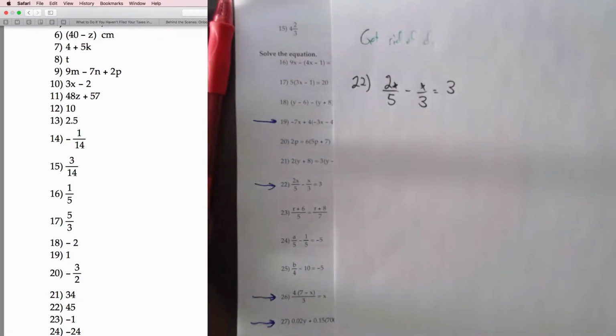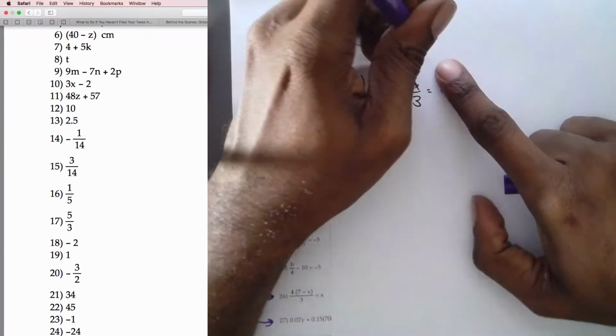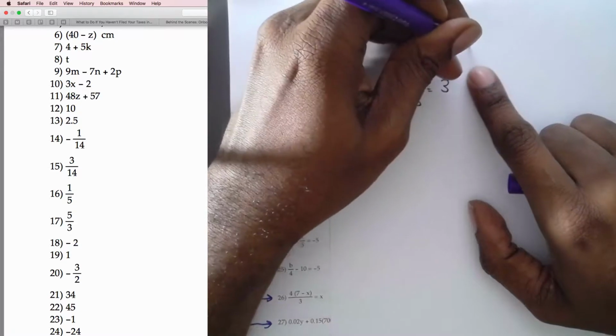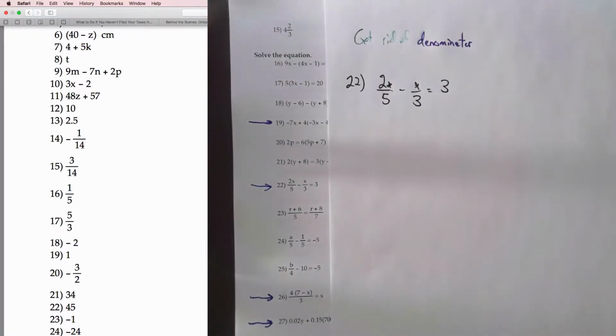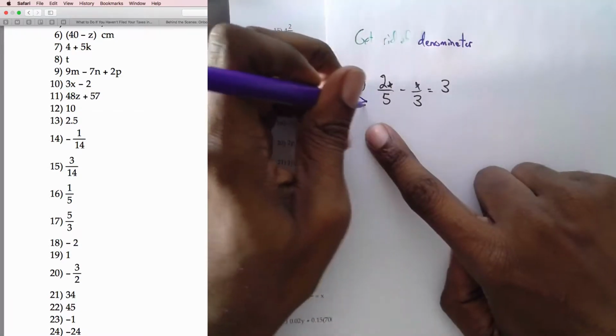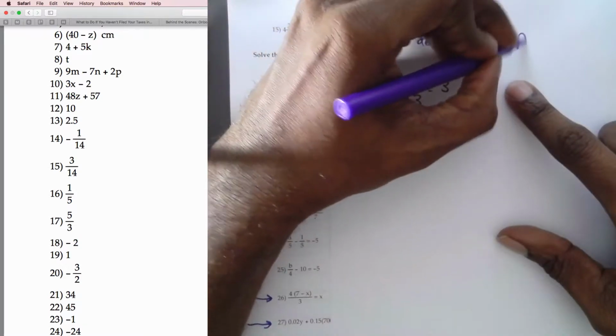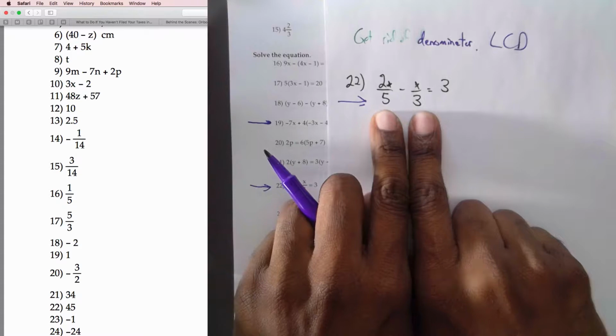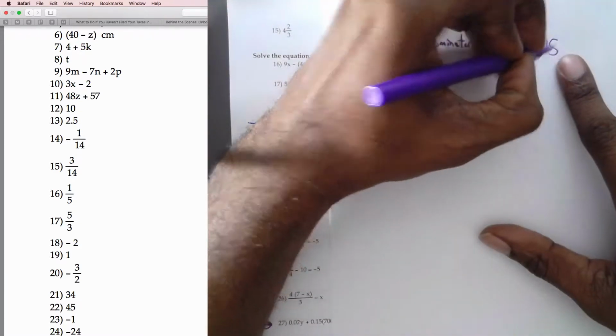Uh-oh. We have to get rid of our denominators. And the way that you get rid of the denominators in this problem is by using the LCD. The LCD of 5 and 3. Well, both of those will go into 15. So the LCD is 15.